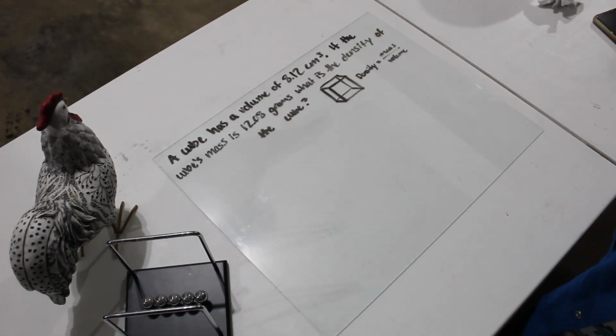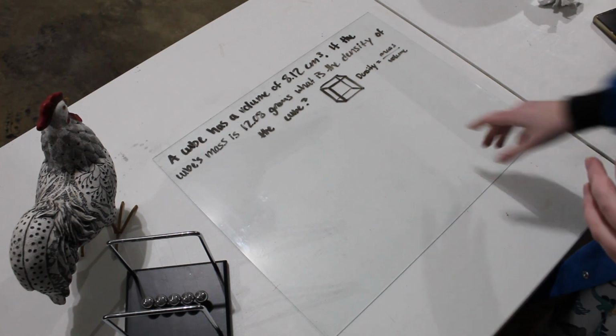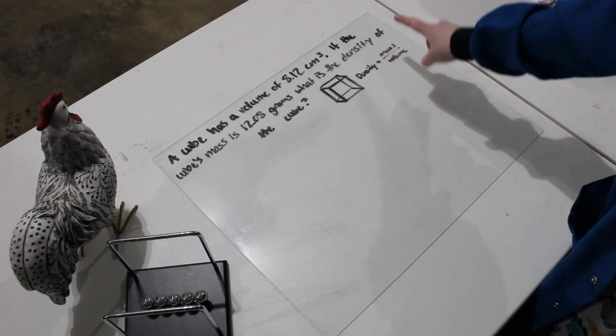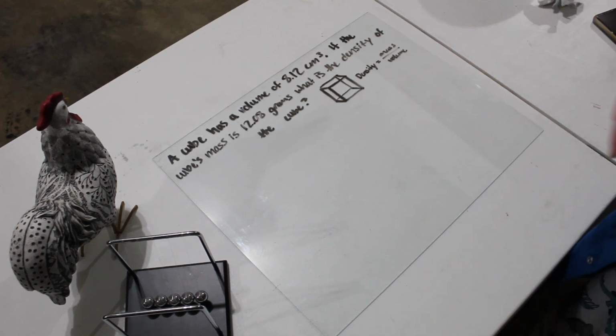This is our final density problem. It says a cube has a volume of 8.12 centimeters cubed. If the cube's mass is 12.08 grams, what is the density of the cube? Just remember, with the handy dandy cube drawing, that means absolutely nothing. With the density equation, density equals mass over volume, you should be able to do this easy peasy, and I will have the answer in just a second.